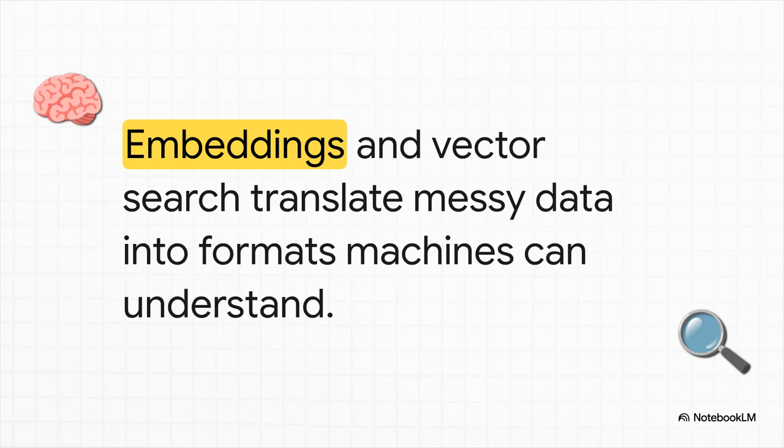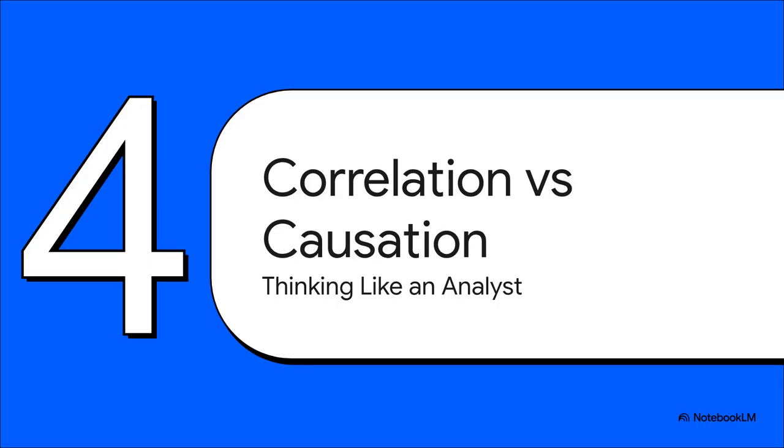At a high level, these are the massive AI breakthroughs that finally let computers make sense of all that chaotic, unstructured data. Basically, by mathematically translating text, images, and audio into formats that the computer can actually map out and compare, AI can finally understand the messy reality of human information. It's a total game changer. Okay, moving on to Section 4, correlation versus causation, thinking like an analyst.